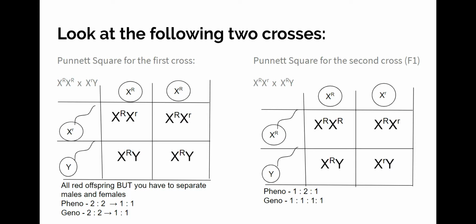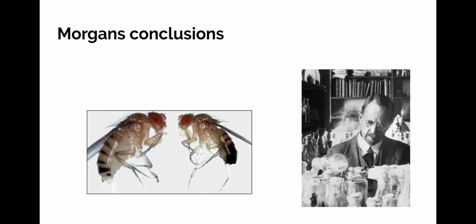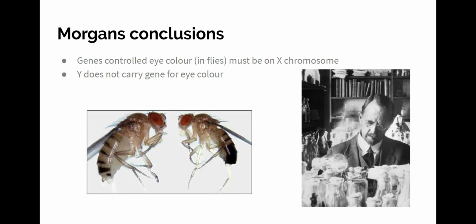My genotype, on the other hand, is all different. They all look different. The female is homozygous dominant, then it's heterozygous. My male is a dominant and a recessive. They all have different looking genotypes, so they get a 1-to-1-to-1-to-1. Morgan concluded that genes controlling eye color must be found on the X chromosome, and that the Y gene doesn't carry anything for eye color. Males also couldn't be heterozygous for sex-linked traits because they only have one X.